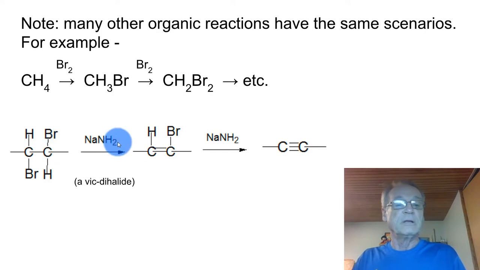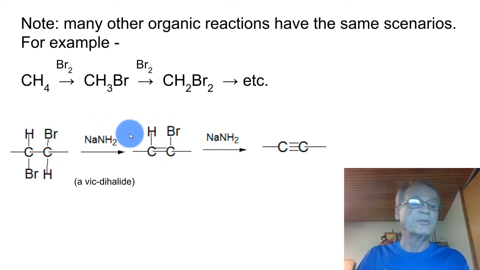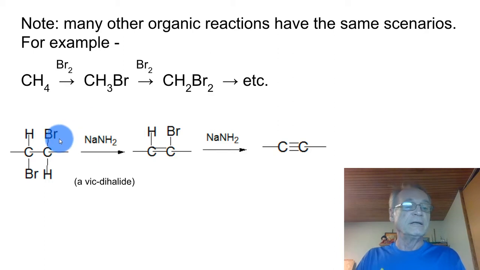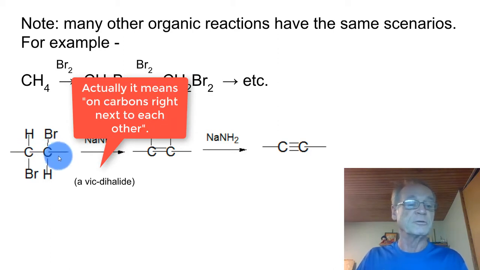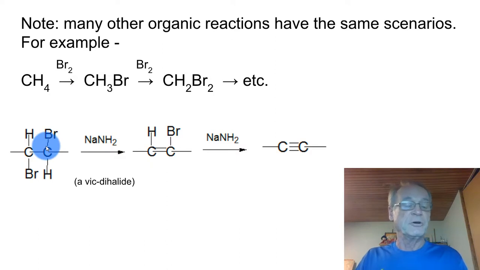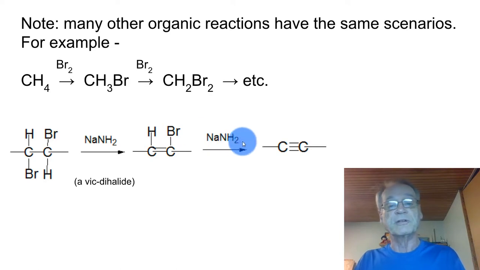Here's one that you're already familiar with, and we didn't talk about it in this sense earlier in this chapter, but you already know that if you take a dihalide of this type, by the way, it's called a vic dihalide, vic being short for vicinal, meaning in vicinity of. So if you have two hydrogens or two bromines next to each other, they're called vicinal, so this is a vic dihalide. As you know from our earlier discussions in this chapter, if you take a vic dihalide and react it with sodium amide, it takes off a hydrogen and a bromine and turns a single bond into a double bond. But you also know that if you take a second equivalent of sodium amide, it takes off another hydrogen and another bromine and turns it into a triple bond.